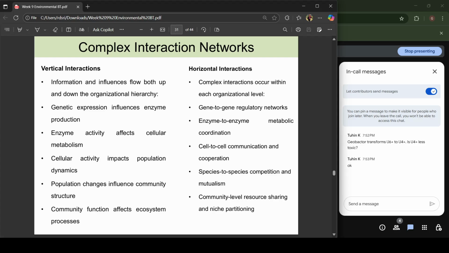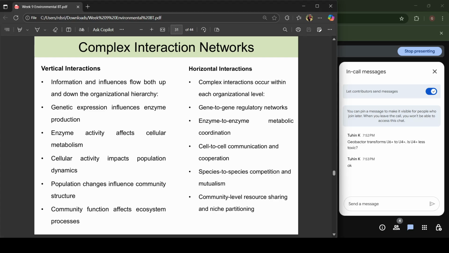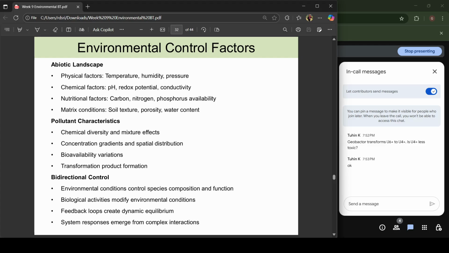So that is syntropy. In case of competition, one microorganism is trying to outpower another. So each has to be evolutionarily more active to survive or thrive in that environment. So such species to species interaction happens. At the community level, we have resource sharing and niche partitioning that we can observe. So this is the multi-layered organizational structure, and these are the different interactions that we can find in the multi-layers.